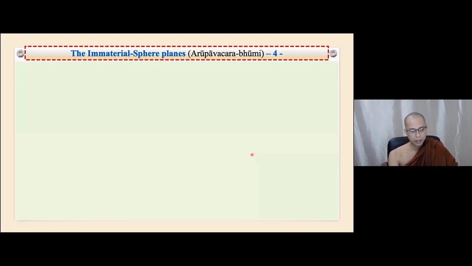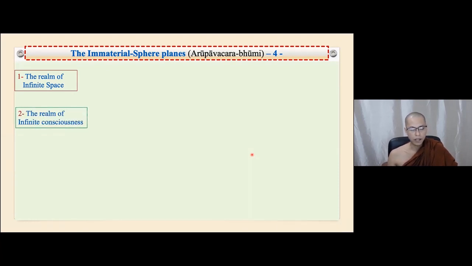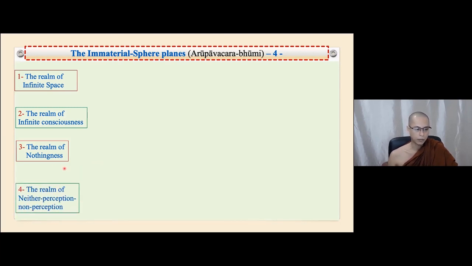Okay, let's continue about the immaterial planes of existence, the first realm of infinite space. Second one, the realm of infinite consciousness. So Akasanancayatana and Vinnanancayatana. Akasa is space, Vinnana is consciousness. Then the third one, Akincannayatana, the realm of nothingness, focusing on the nothingness of the infinite consciousness. And the realm of neither perception nor non-perception, very, very smooth perception is there. That is why it's considered neither perception nor non-perception.